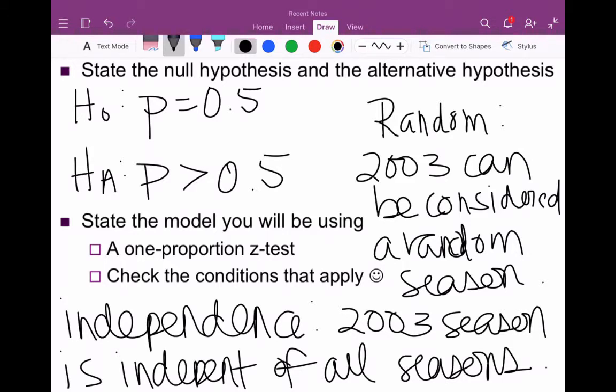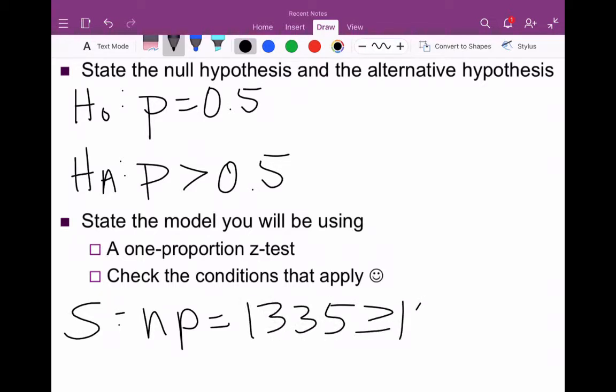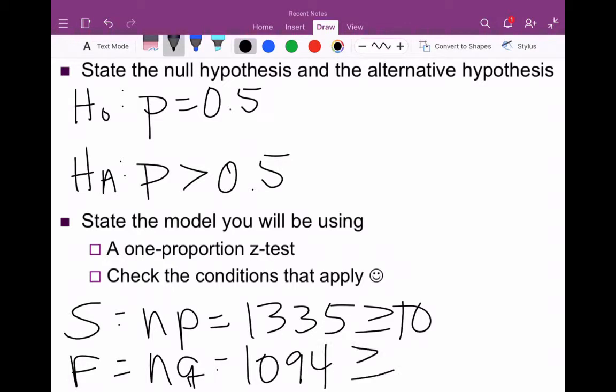And then lastly, we have to check our success-fail condition. So the number of successes is equal to n times p, which in this case is 1,335, and that is greater than or equal to 10. And then our failures is n times q, which is 1,094, which is greater than or equal to 10 as well. So this means that our conditions are met. We showed that they were random, independent, and we have our success-fail condition.